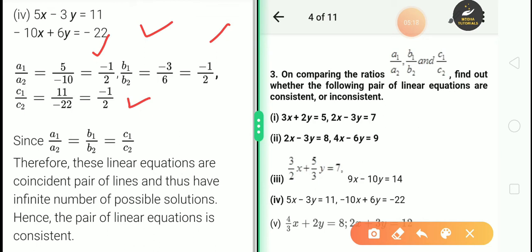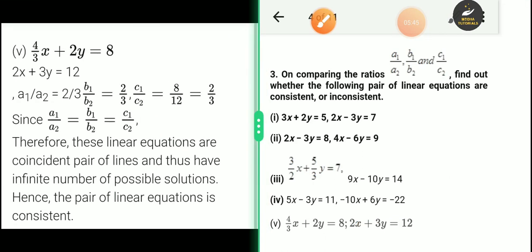So the ratios are equal. a1 upon a2 is equal to b1 upon b2 is equal to c1 upon c2. It represents that the linear equations are coincident. Therefore we can say that this pair of linear equations is consistent. So this is the final answer for question 4.